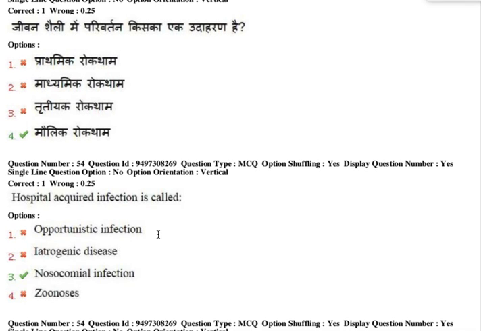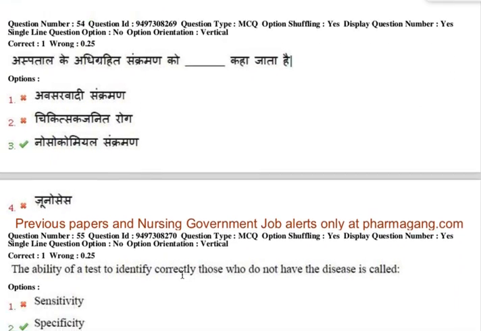Next question. Question number 54. Hospital acquired infection is called... Right answer is nosocomial infection. Nosocomial infection is also known as hospital acquired infection.